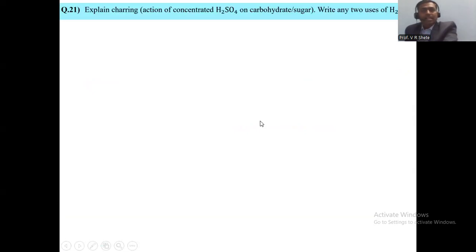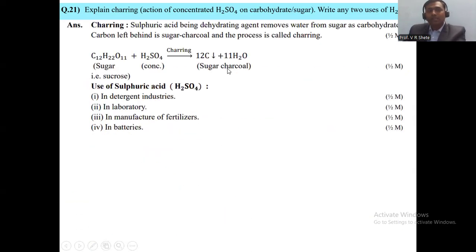Next question. Explain charring, that is the action of concentrated H2SO4 on carbohydrate or sugar, and write any 2 uses of H2SO4. What is the charring process? Sulfuric acid is used as a dehydrating agent. When sucrose reacts with sulfuric acid, the excess water molecules are removed and you get sugar charcoal as a precipitate. That is called the charring process.